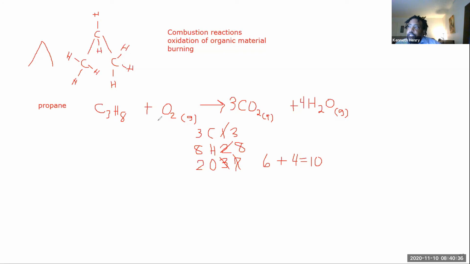Do we have 10 oxygens over here? No. So what do we need to do to make it so it's 10 oxygens? Put a 5 in front of the reactant side oxygen molecule. There we go. We put a 5 there. Look at that. Bam. 10. We have a balanced equation. Isn't that beautiful? I love when I get a balanced equation. I just feel so tingly all over.